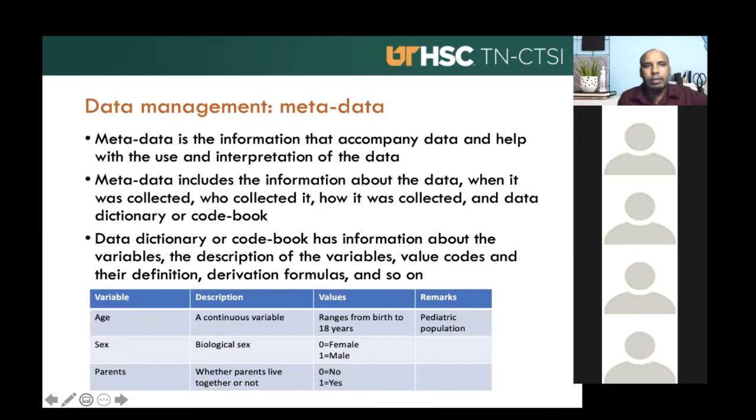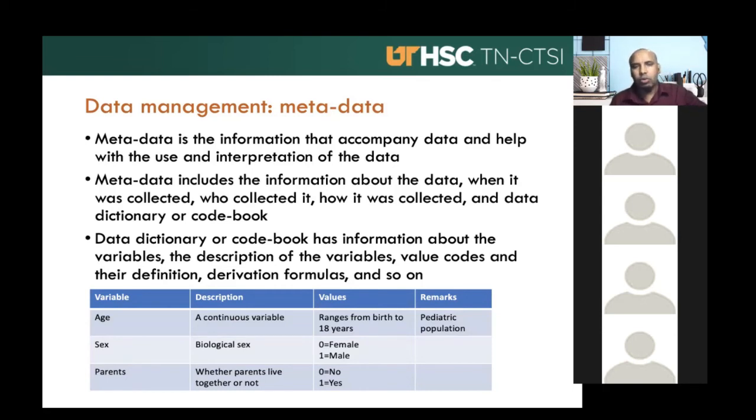The next one is metadata. Metadata is the information that accompanies data and helps with the use and interpretation of the data. Metadata includes information about the data: when it was collected, who collected the data, how it was collected, and the data dictionary or code book. Metadata is helpful for understanding what the data stand for, but it is not included in the analysis itself as data.